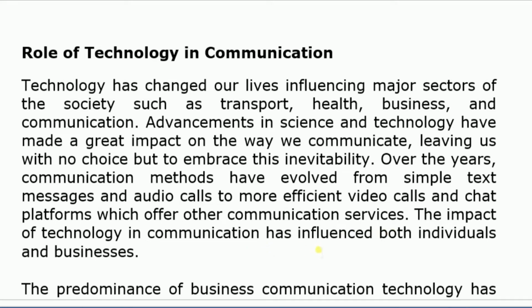The impact of technology in communication has influenced both individuals and businesses. As you already know, the technologies evolved from the common text messages to voice messages, maybe to video messages.